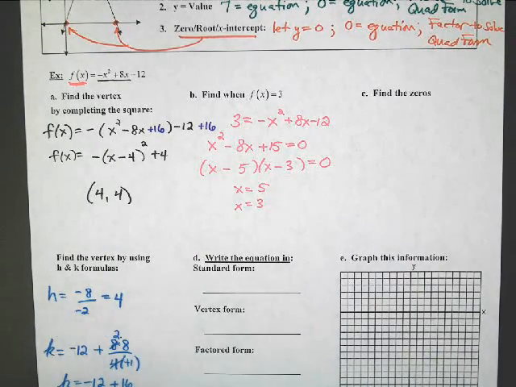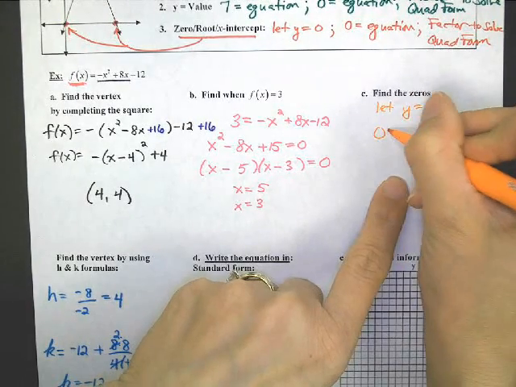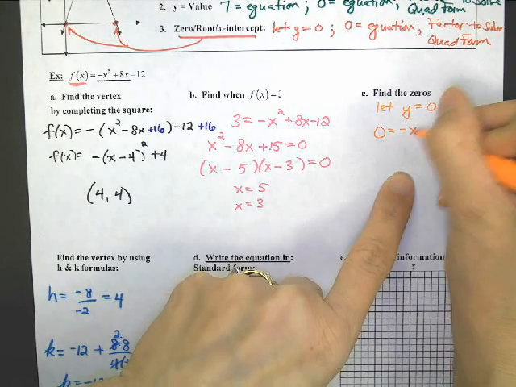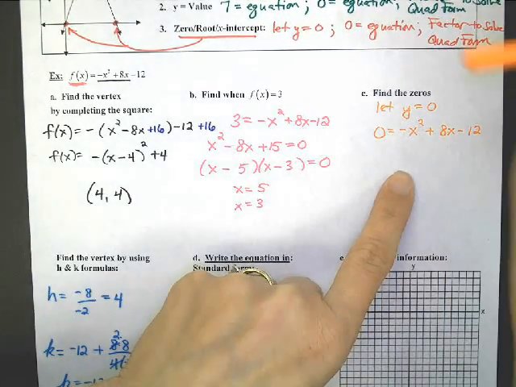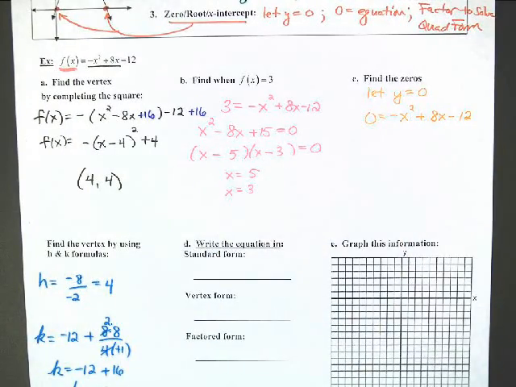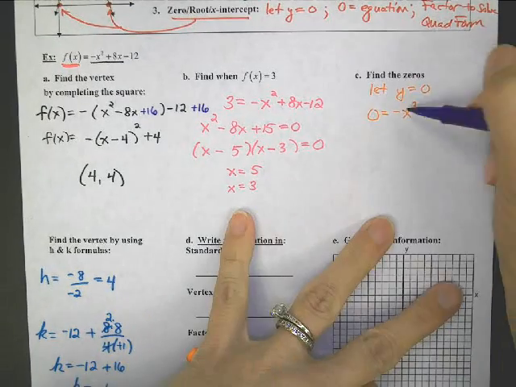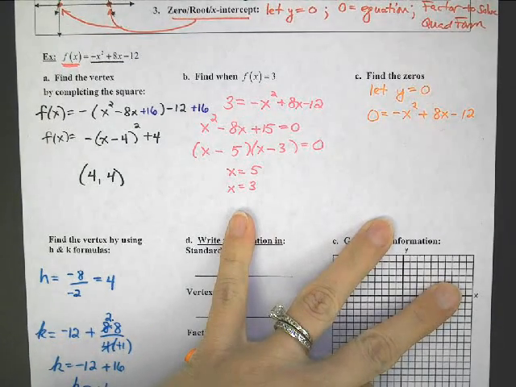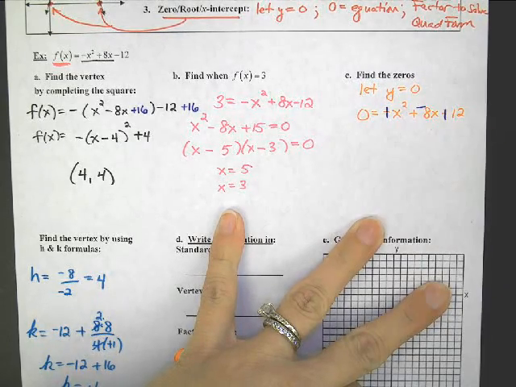Okay, find the zeros. So that means let y equal 0. 0 equals negative x squared plus 8x minus 12. I'm not a fan of factoring when the problem is like this. So let me ask you guys something. Can I just change all these signs? Can I just change this one to positive, negative, positive?